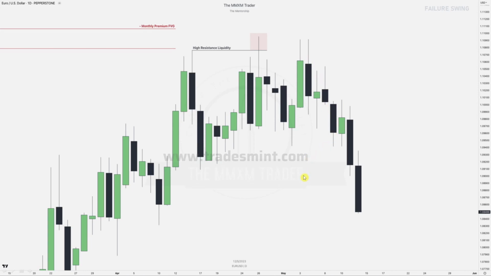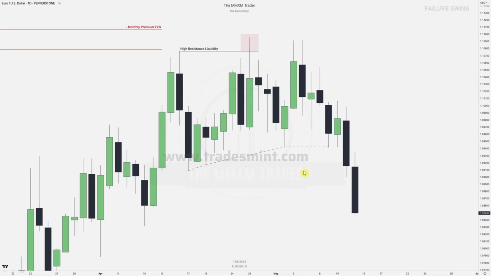Now we want to target that low resistance liquidity, right? So where is that forming? Over here we've got all these lows which are forming, which is a failure swing. Again over here, failing to take out these lows and these lows. And over here we've got some relative equal lows. So that's a very good draw on liquidity, and we call that low resistance liquidity.